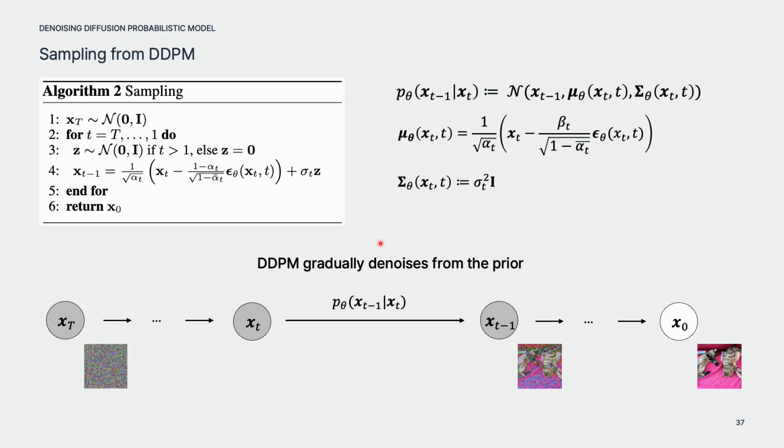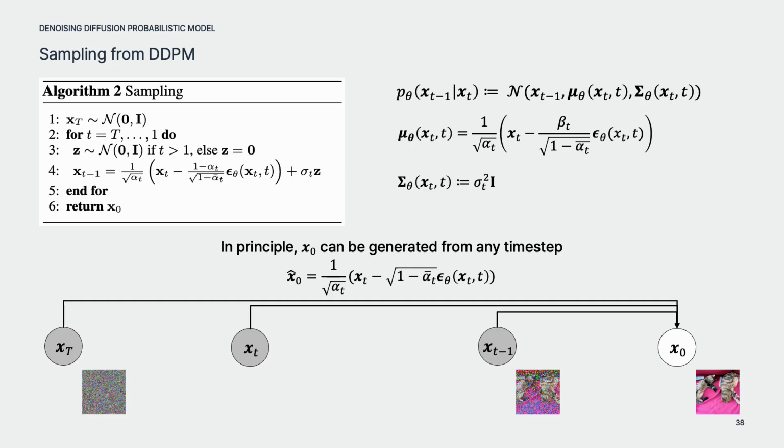And when sampling from the prior x large T, DDPM gradually denoises. The next latent xt-1 is sampled from the density p. And this model p consists of the modeled mean from epsilon theta and the untrained fixed variance.